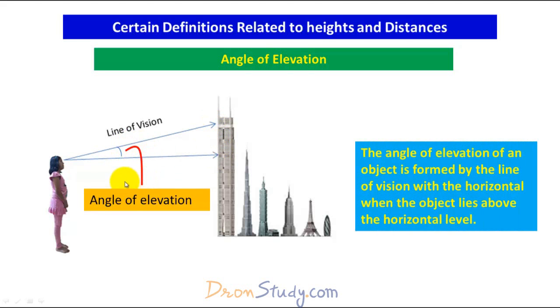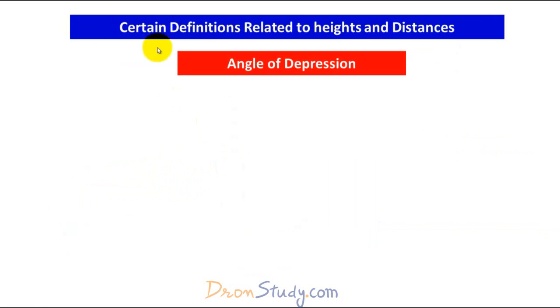Therefore the angle of elevation of an object is formed by the line of vision with the horizontal when the object lies above the horizontal level. So the important thing is that when the object lies above the horizontal line, then the angle of elevation is formed. Now here is another definition, that is angle of depression.